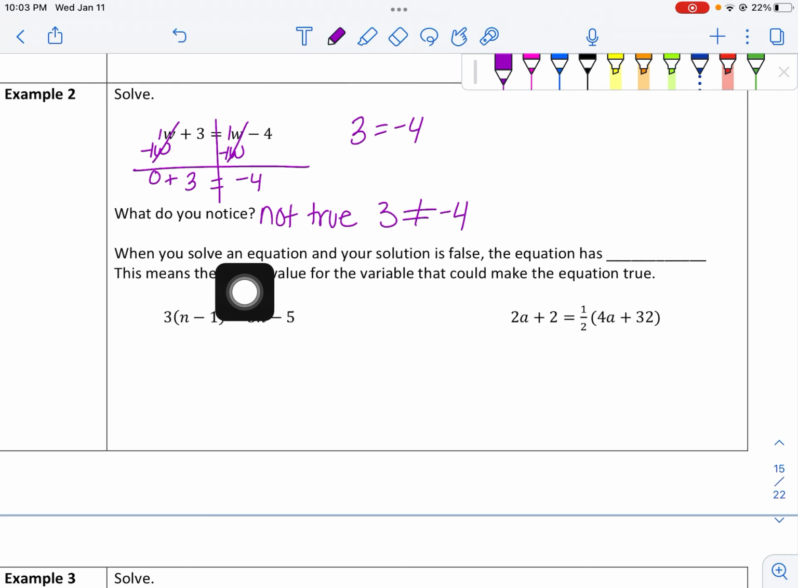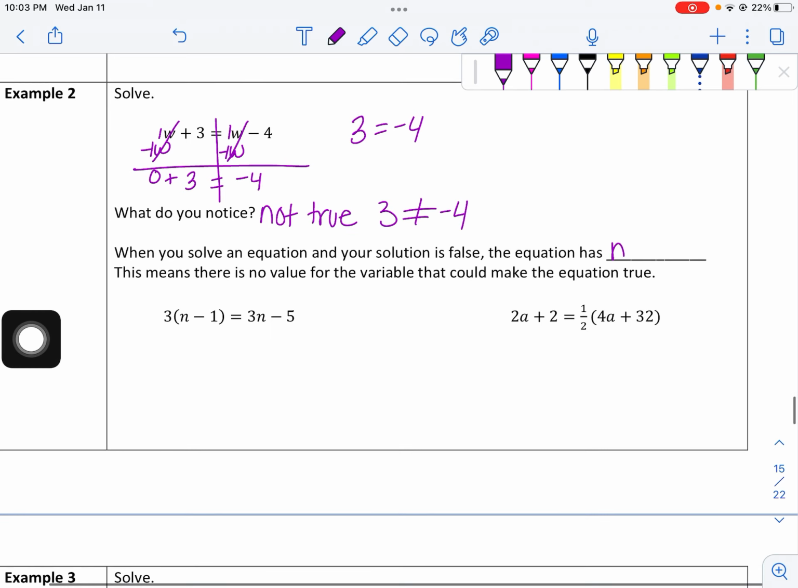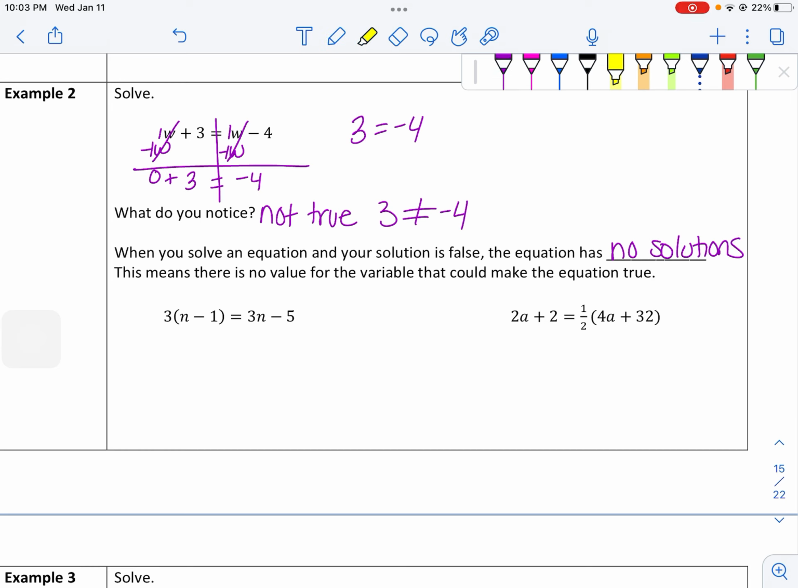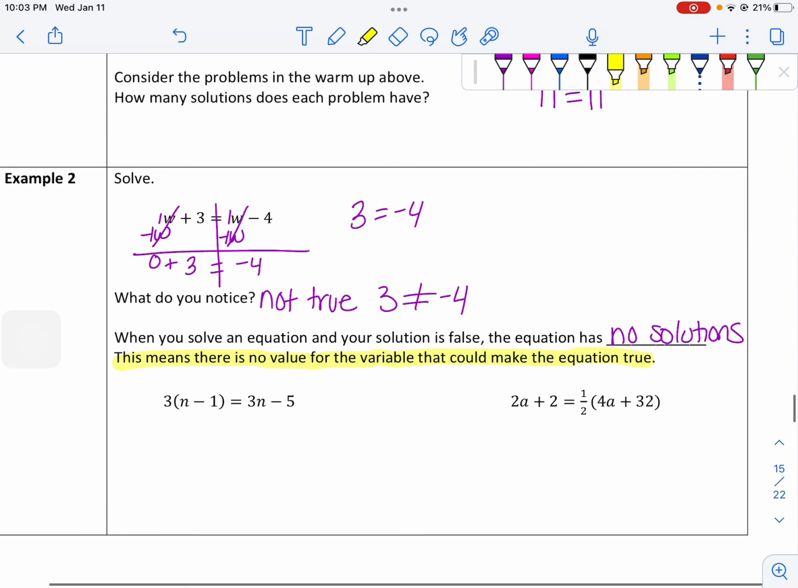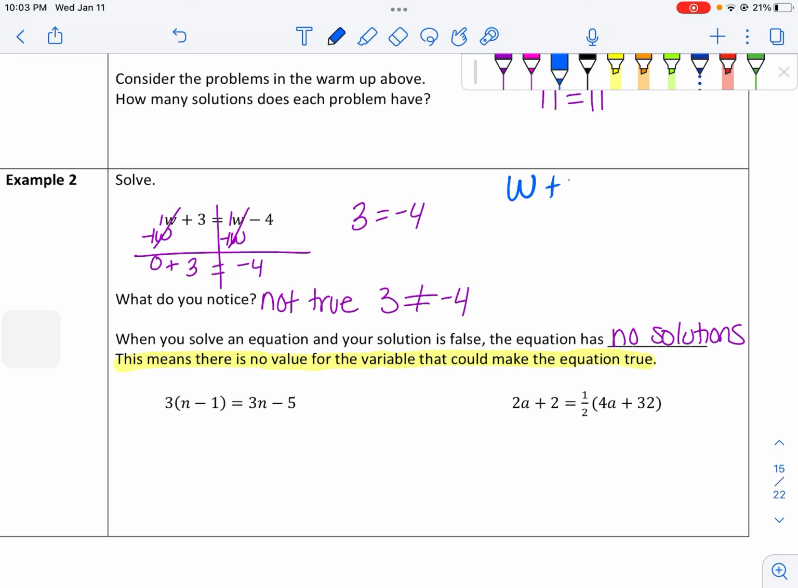And so when we solve an equation and our solution is false, like we get this, where our variables cancel and we get a false statement, the equation has no solutions. And that means that there is no value for the variable that would make this equation true. Like if we think back up to w plus 3 equals w minus 4. Let's try 10. What if w equaled 10? Well, 10 plus 3 is 13, and 10 minus 4 is 6.